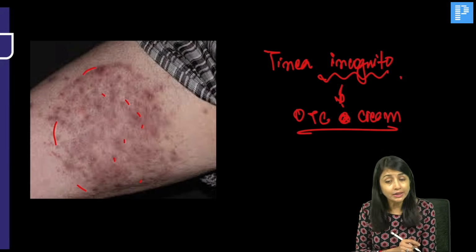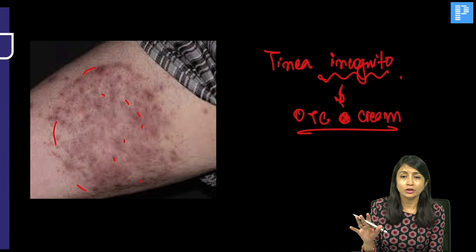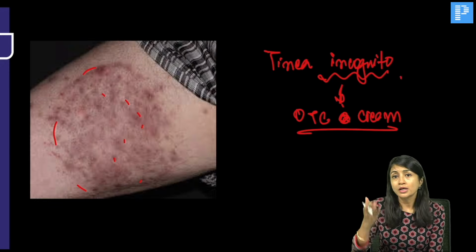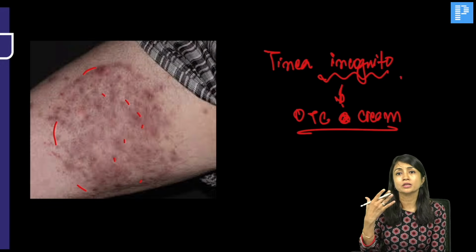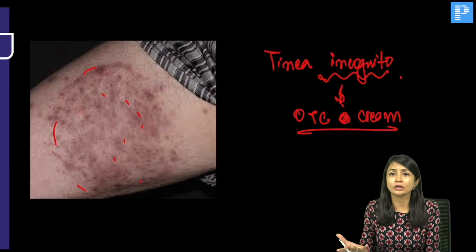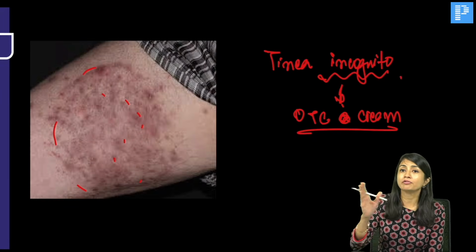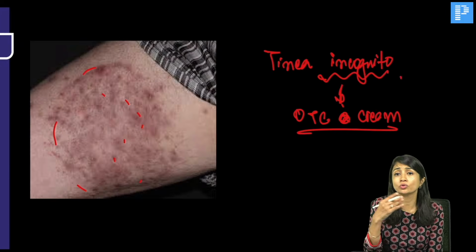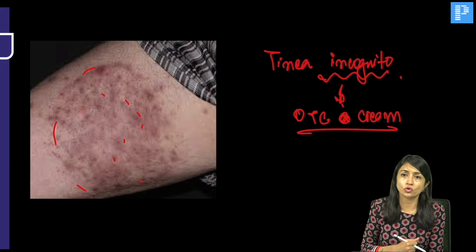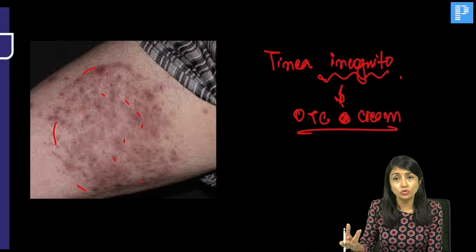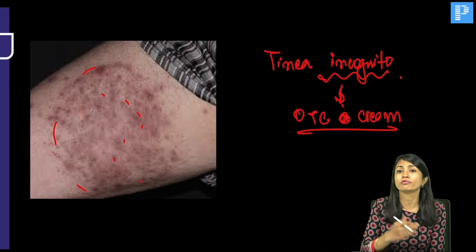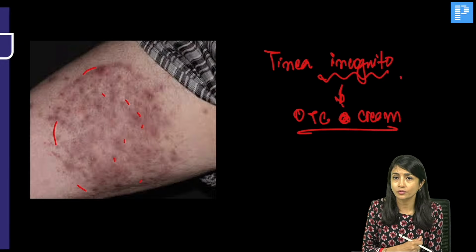Clear? It can occur at any part of the body. Most of the tineas that we have studied are located at a particular body site: capitis, cruris, manuum, pedis, right? But this is a type of tinea which is not limited to any body site, it can happen anywhere. Tinea faciei can convert into Tinea incognito, Tinea cruris can convert into Tinea incognito, corporis can convert into Tinea incognito. But in the exam, if they are asking you about OTC cream and then giving you this image, don't mark corporis or cruris or faciei, mark it as Tinea incognito. Clear?